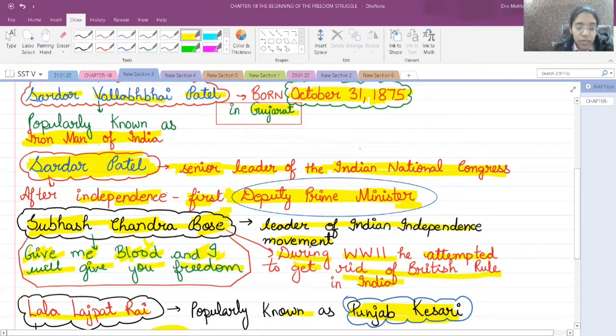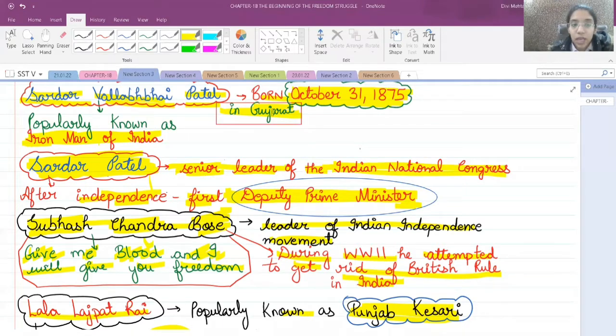Next, let us read about some freedom fighters. One is Sardar Vallabhbhai Patel. Underline: he was born on October 31st, 1875 in Gujarat. He played a very important role in India's struggle for freedom, for the independence of India.